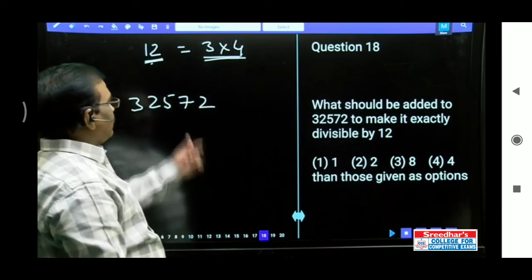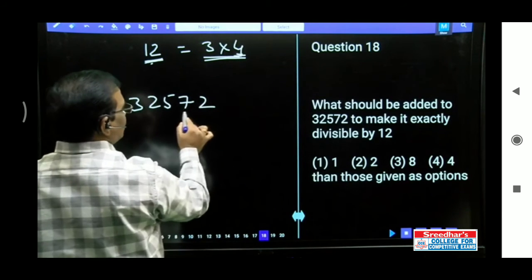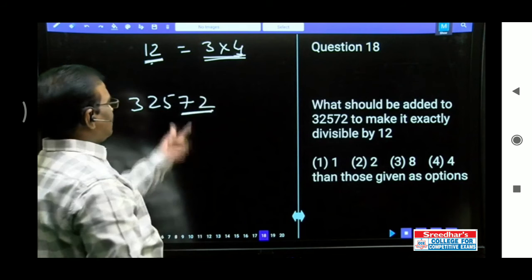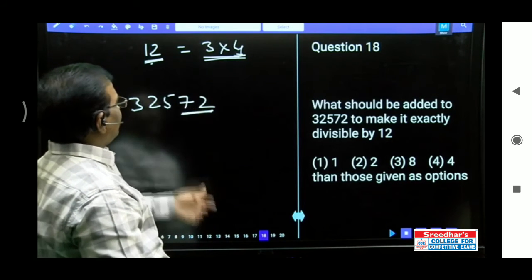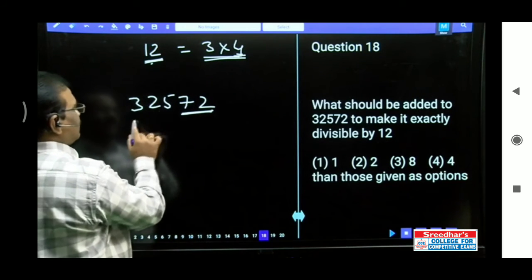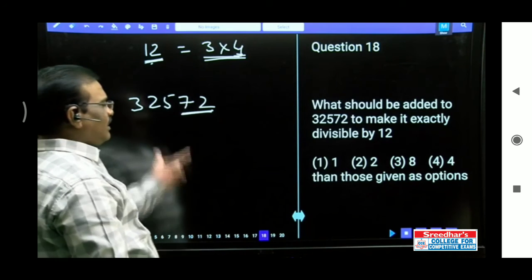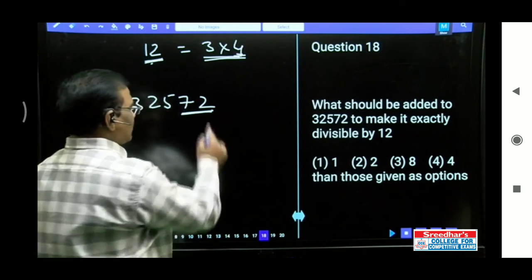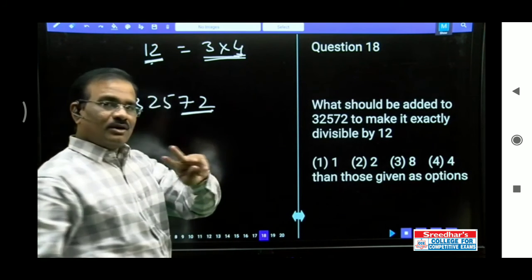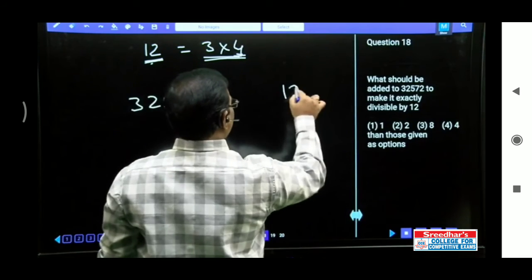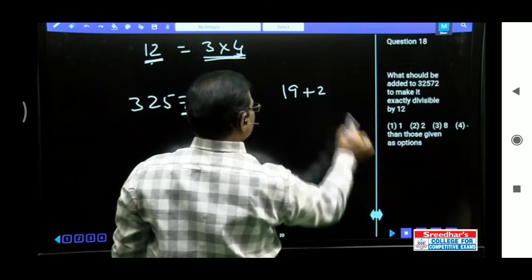Okay. ఇప్పుడు ఈ 4 కండిషన్ చూద్దాం ఒకసారి. 4 కండిషన్ అంటే లాస్ట్ 2 digits. లాస్ట్ 2 digits 72. 72 is divisible by 4. అంటే ఇచ్చిన నెంబర్ exactly divisible by 4 అండి. మరి 3 పోతుందో లేదో చూద్దాం. 3 పోవాలంటే సమ్ ఆఫ్ ద డిజిట్స్ అంటే 3 plus 2 5, 5 plus 5 10, 10 plus 7 17, 17 plus 2 19. 19 సమ్మేషన్ వస్తే 3 పోదు. ఇంకా ఎంత ఉండాలంటే 2 ఉండాలి. 19 తో పాటు 2 కలిపితే 21 అవుతుంది.